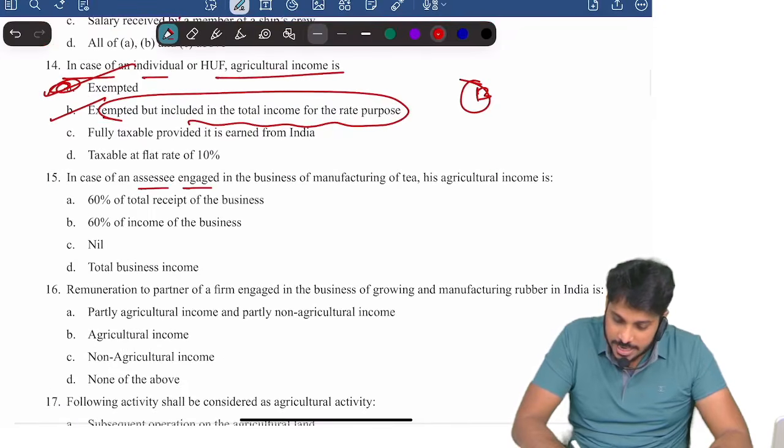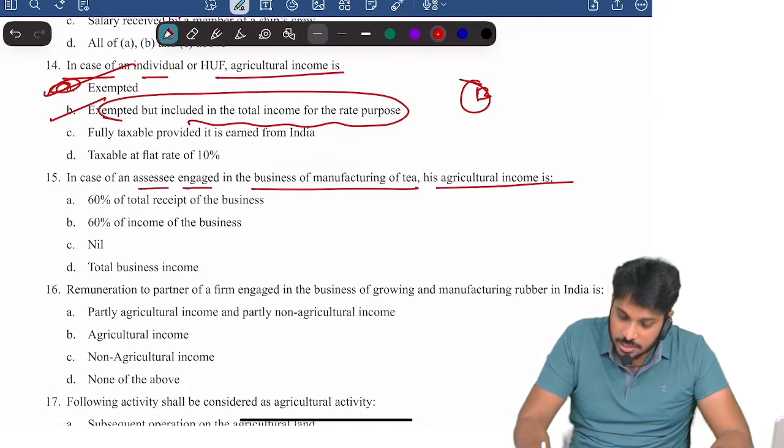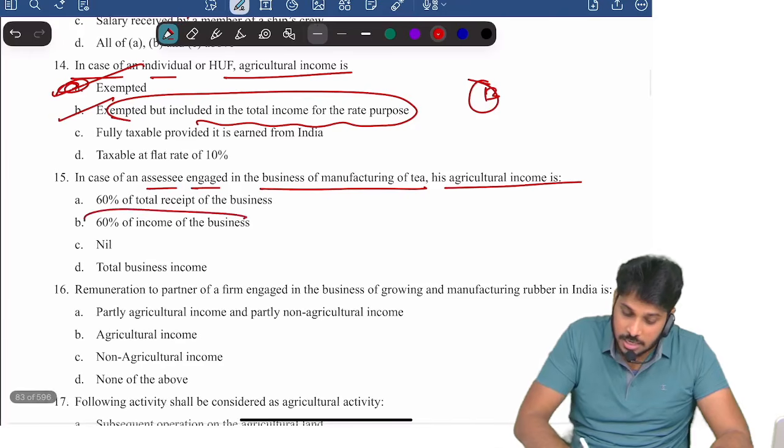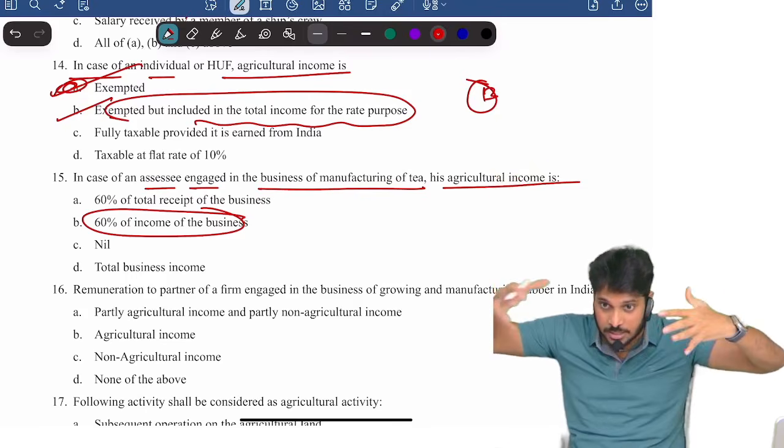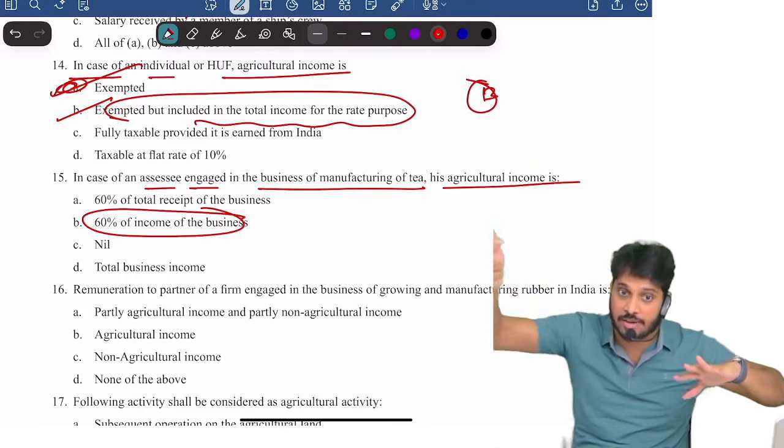In case an assessee is engaged in business of manufacturing, his agriculture income will be 60% of the income of the business, not total receipts. Remember, income means receipts minus expense. Net income you should split 60-40. Be careful. B.